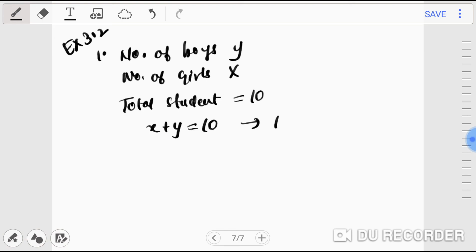That's your first equation. Next you have, if the number of girls is 4 more than number of boys, that means the difference between girls and boys is 4. Number of girls is 4 more than number of boys, that means the difference between them is 4. So that will be your equation number 2.